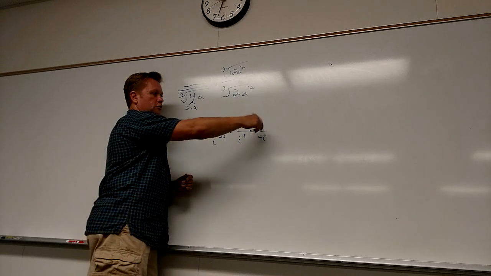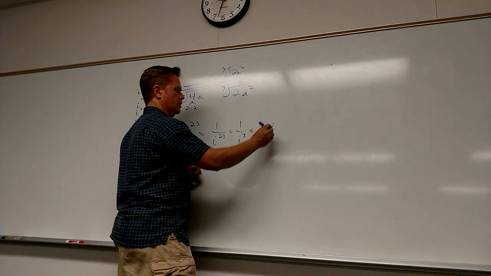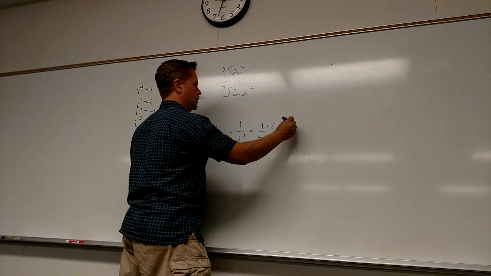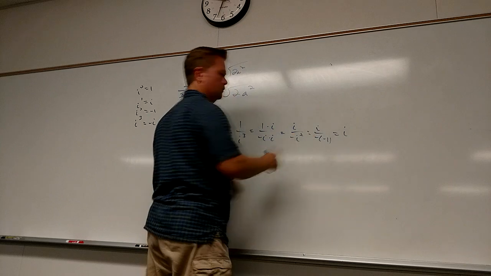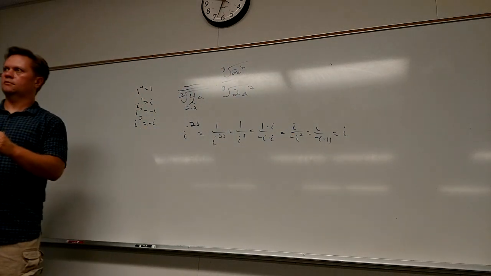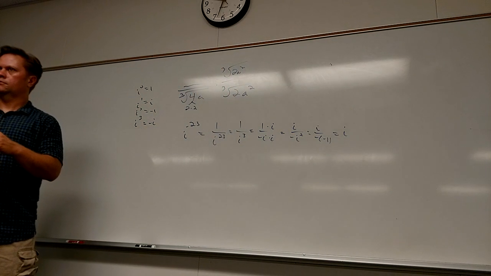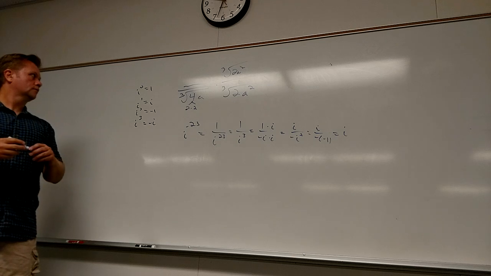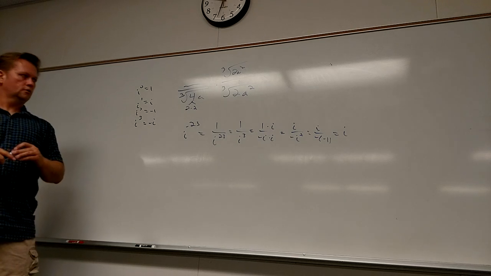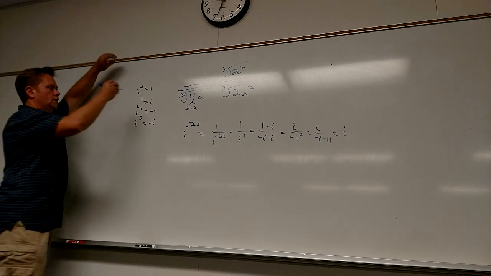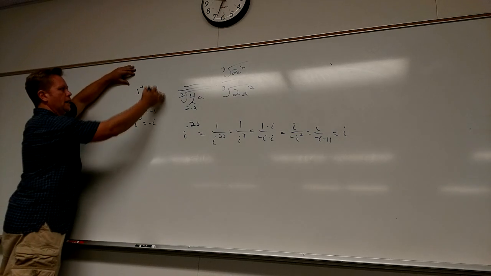And then what do I do with this? I multiply by the conjugate. So it'd be I over negative I squared, which is I over negative 1, which is I. And you multiply by the conjugate to rationalize the bottom. Yes, and watch this. I can go backwards with this too.